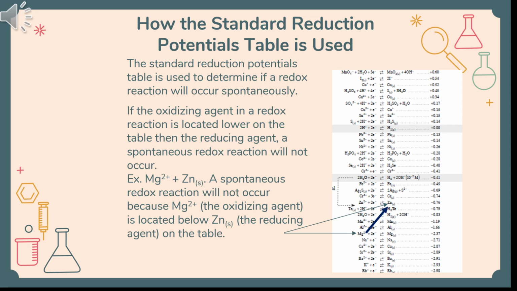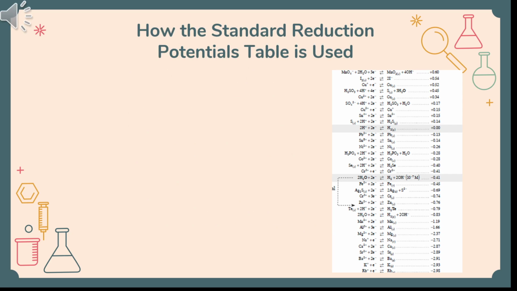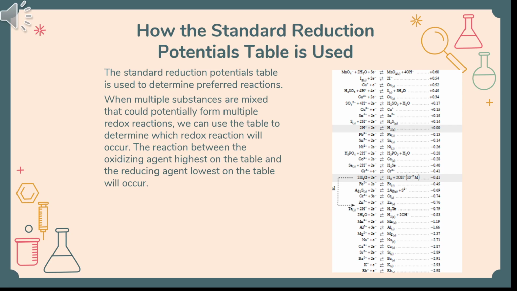The standard reduction potentials table can also be used to determine preferred reactions. When multiple substances are mixed together that could potentially form multiple redox reactions, we can use the table to determine which redox reaction will occur. The reaction between the oxidizing agent highest on the table and the reducing agent lowest on the table will occur.